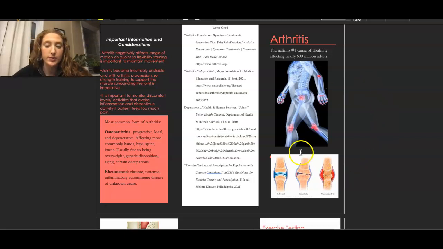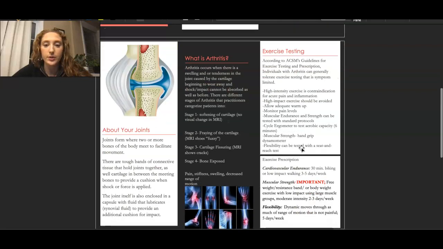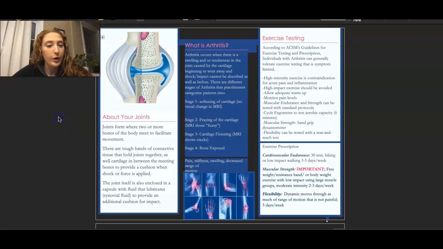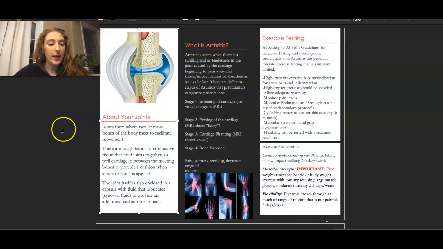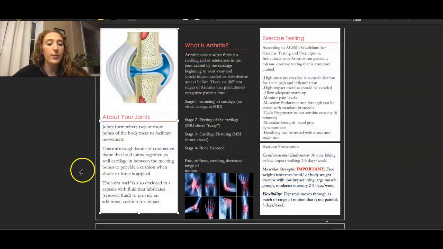Hello, my name is Olivia and my presentation is on arthritis, the nation's number one cause of disability, affecting nearly 600 million adults. Coming down to the middle of our brochure, about your joints. On the left side, the joints form where two or more of the bones of the body meet to facilitate movement.